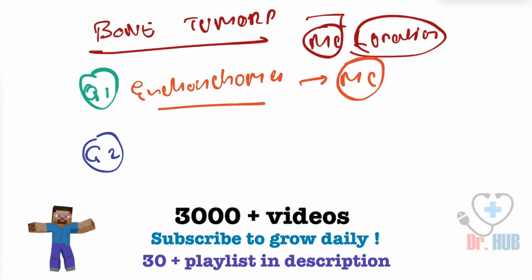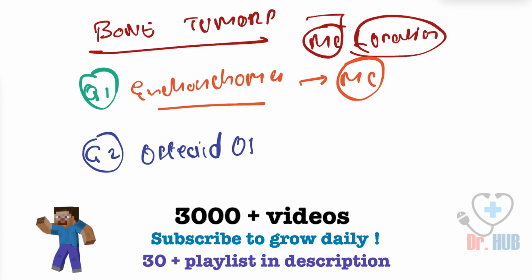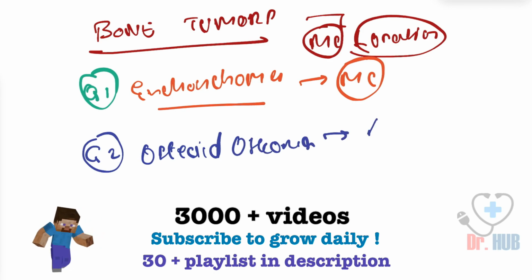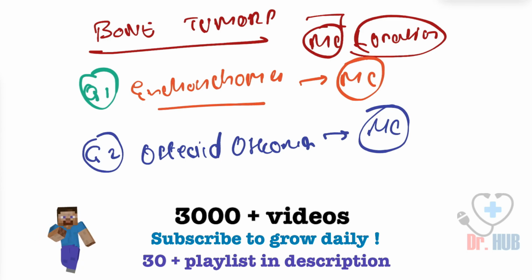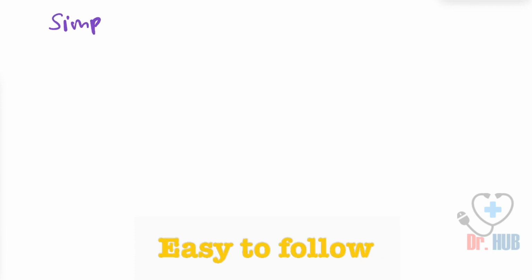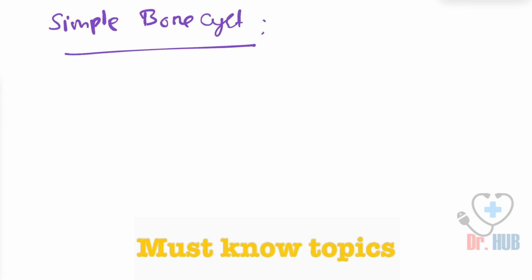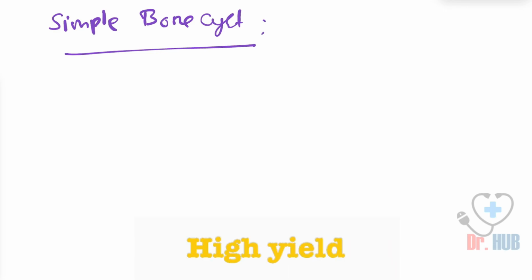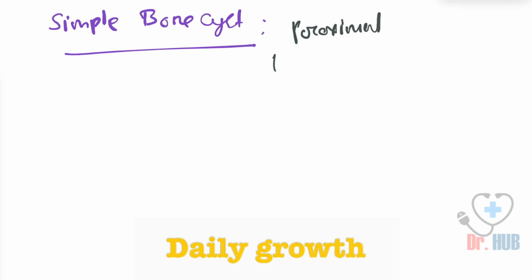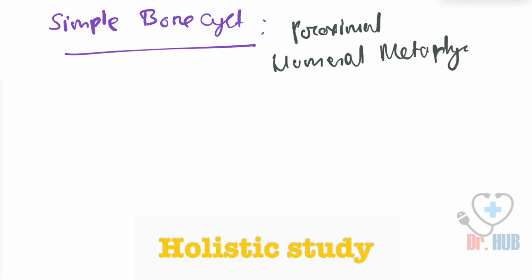The second question is, in case of the osteoid osteoma, what is the most common site? So I'll look at the answers of these questions and learn in detail. To begin with, first we have the simple bone cyst. The simple bone cyst is mainly found in the proximal humeral metaphysis.